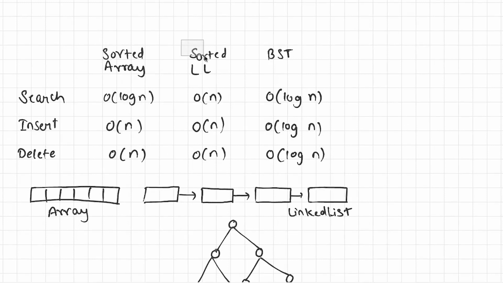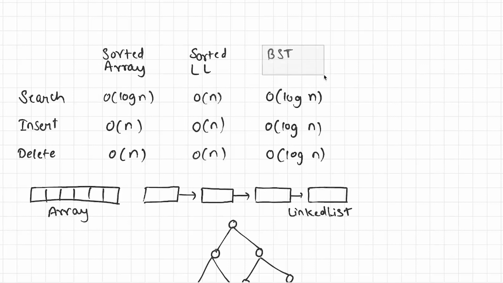Similarly, if we have a sorted linked list, and we know that a linked list is a collection of linked elements or linked nodes. So if you want to search, insert or delete in a linked list, we have to traverse the linked list all the way to that element first. And then we just have to tweak the references of the node. So that is why all the operations, search, insert and delete, take big O of n time complexity.